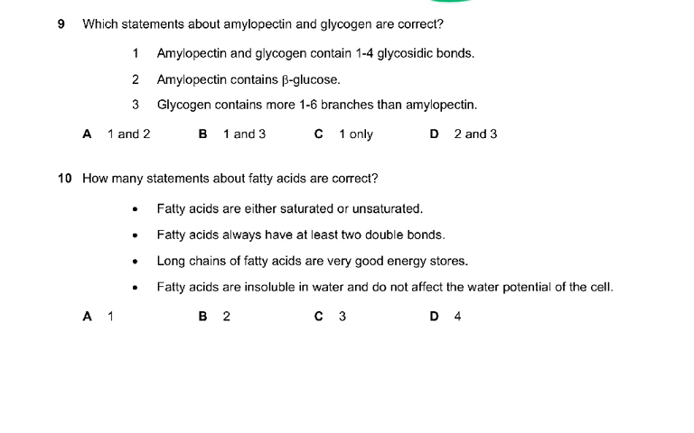Amylopectin and glycogen contain 1,4-glycosidic bonds. Amylopectin contains beta glucose. Sorry, beta glucose is only in cellulose. You must know that. Beta glucose is only in cellulose. That's why I've told you to remember the mnemonic for it. So this is wrong.